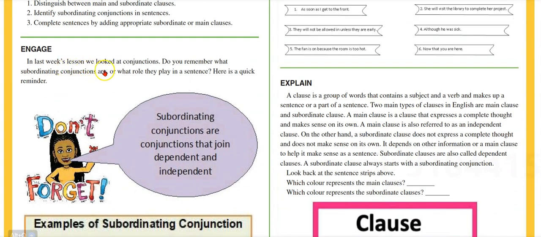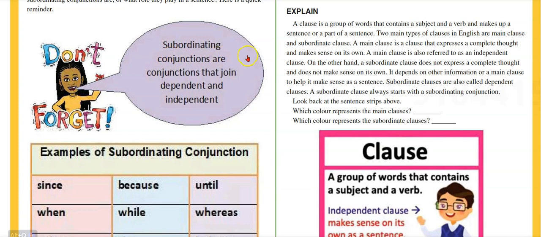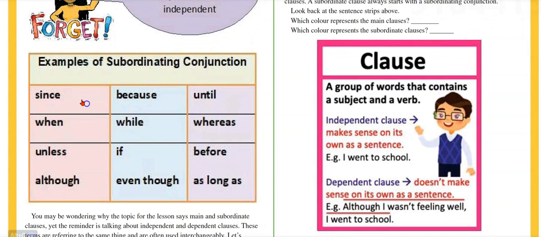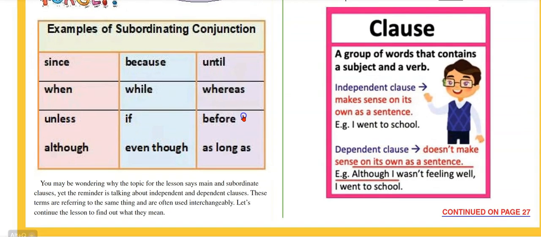In the last lesson, we looked at conjunctions. Do you remember what subordinating conjunctions are or what role they play in a sentence? Here is a quick reminder. Subordinating conjunctions are conjunctions that join dependent and independent clauses. Here are some examples. Since, because, until, when, while, whereas, unless, if, before, although, even though, as long as.